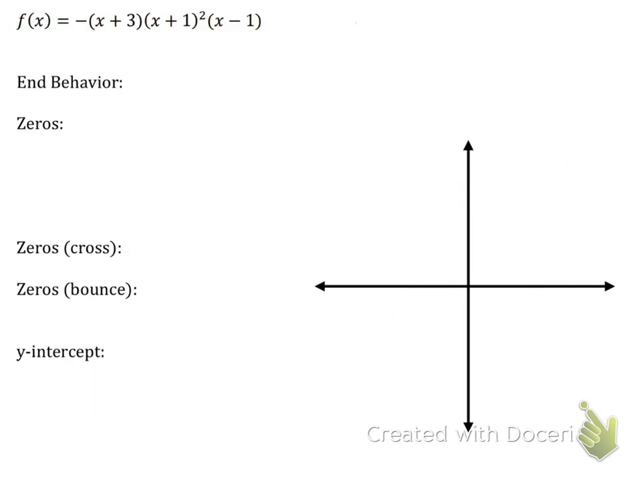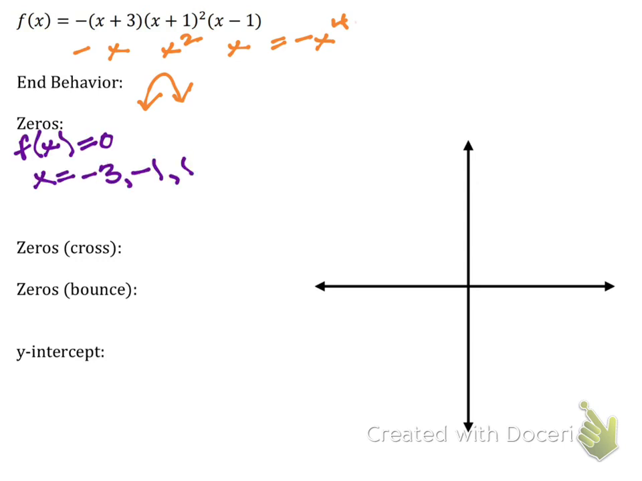Okay? Looking at our function, we need to look at our power and sign. So we are at -x to the 4th here, so that is down. So that means our graph will begin bottom left and end bottom right. Next, we pull out our zeros, doing f of x equals 0. I'm just pulling them out. Remember, always the opposite sign.